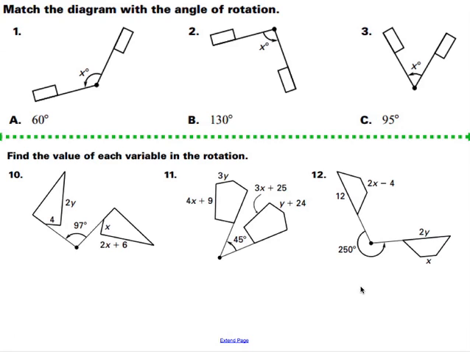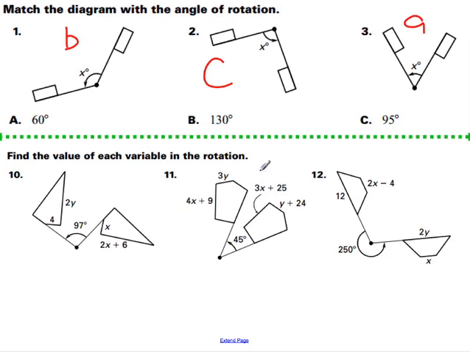This is matching. You basically have to make some sort of estimate. 95 degrees is somewhere around 90 degrees, so I'd say this is probably going to be C right here. We have 60 degrees, which is an acute angle, so I'd say this is probably going to be 60 degrees. We already did that one, so 135 or 130 has to be this one right here.